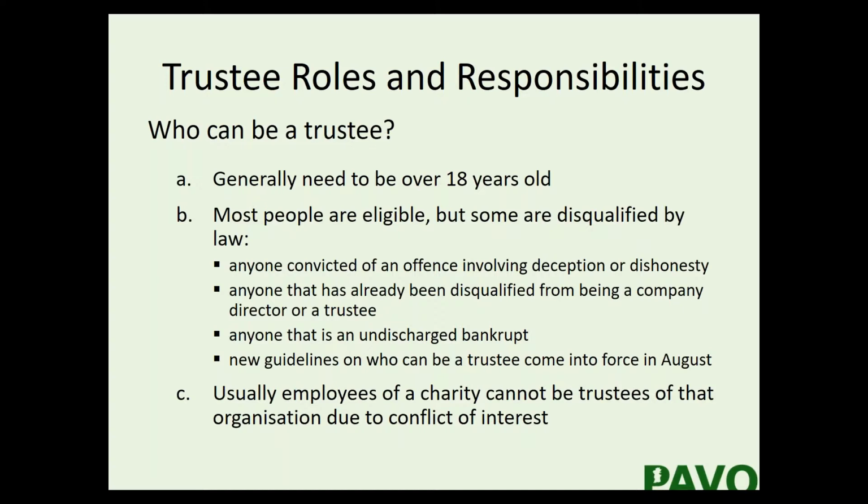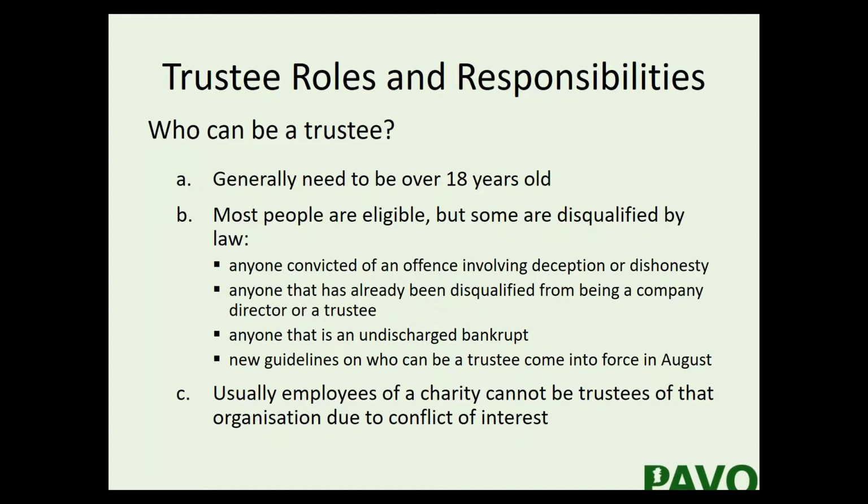Most people are eligible, but some are disqualified by law. There are offences that you can commit involving deception or dishonesty. I wonder why deception and dishonesty is in there. Surely that can't be right. So, yes, obviously you need to be a proper and fit person to run a charity. Anyone that's already been disqualified from being a company director or a trustee, so you've got to keep your nose clean. Undischarged bankrupt: somebody who has come into an arrangement with their creditors, can't pay their way, etc. So I guess you're probably clear on those terminologies.